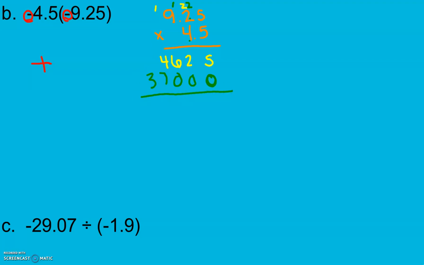Now, we go ahead and add. 5, 2, 6, 11, carry the 1 and 4. Count up our decimal places. I have 1, 2, 3 digits after my decimal, so in my final answer I have 1, 2, 3 digits after my decimal. And I end up with a positive 41.625.